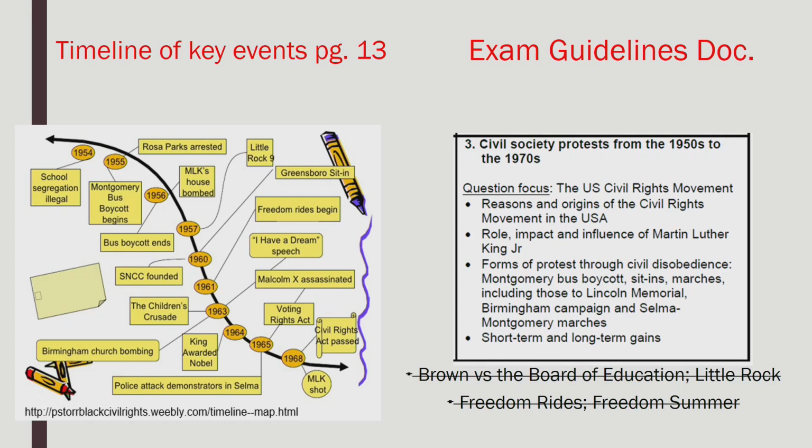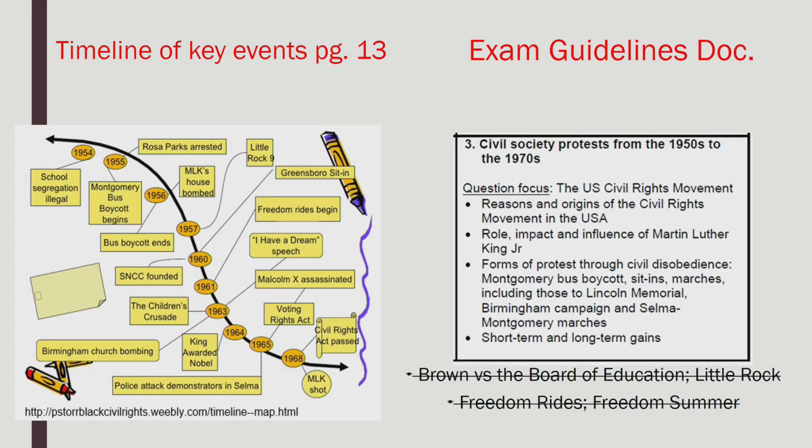We need to explain why the Civil Rights Movement has come about, why there was a need for the Civil Rights Movement. If we go on to the next point, we need to start speaking about leadership within the Civil Rights Movement. So we want to speak about the role and the impact and the influence that a man such as Martin Luther King had on the Civil Rights Movement.